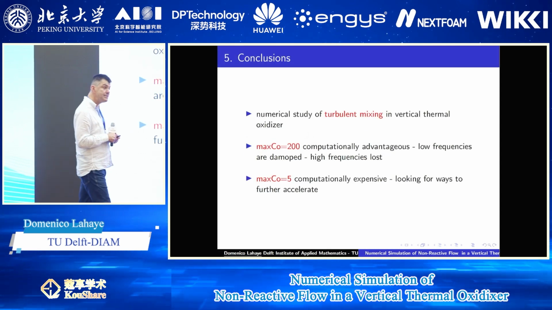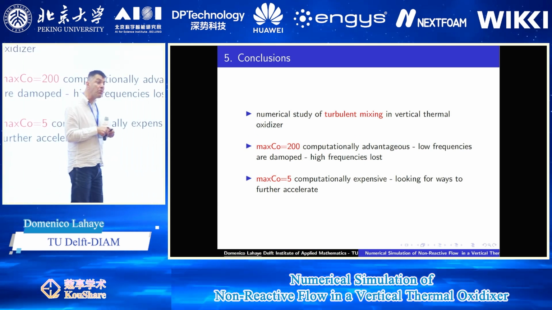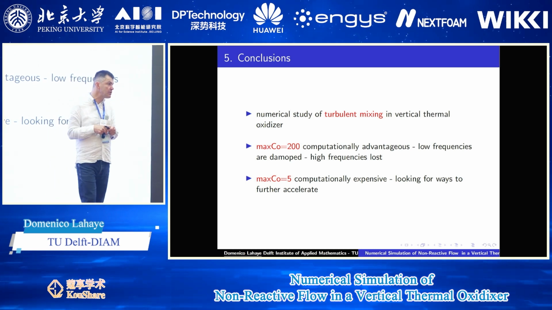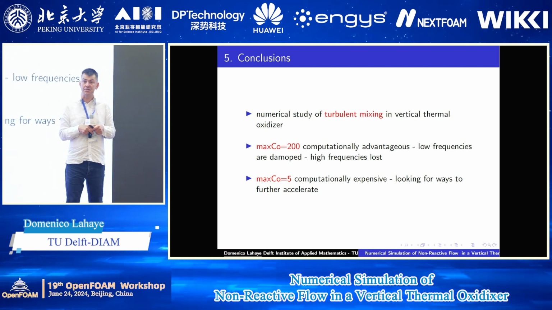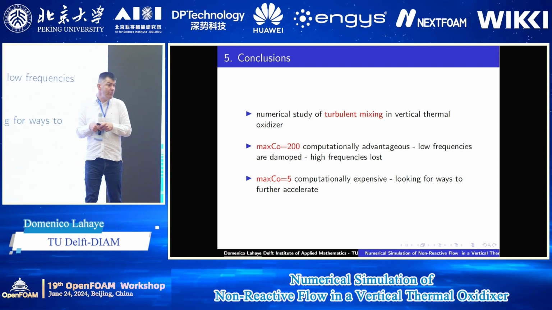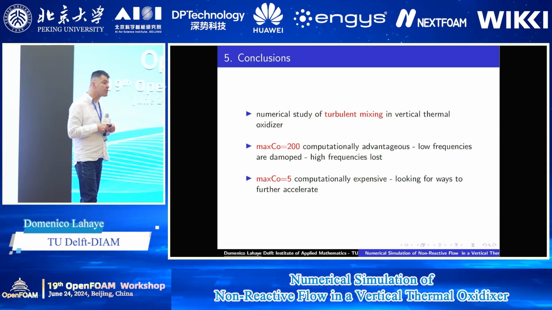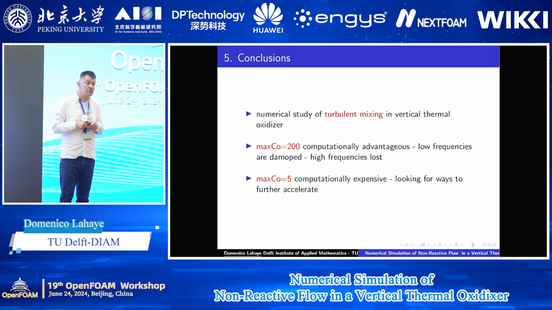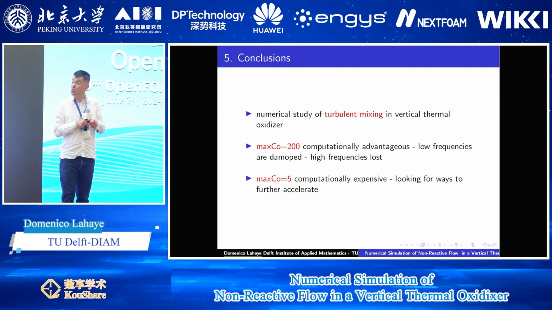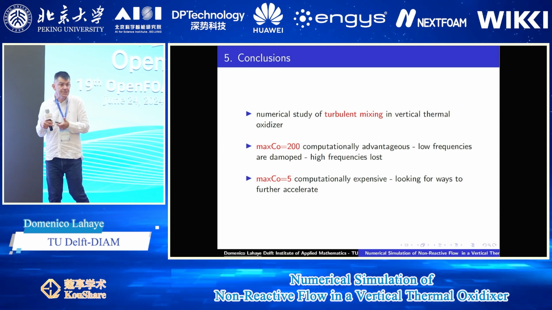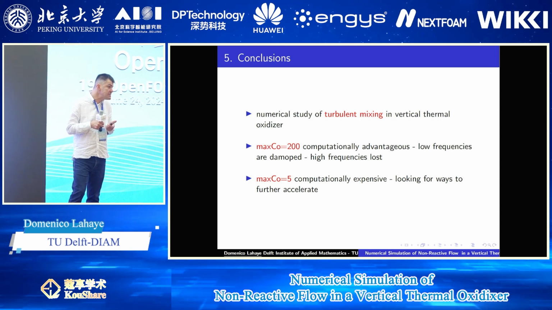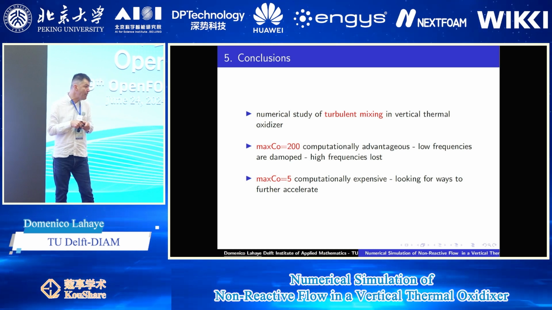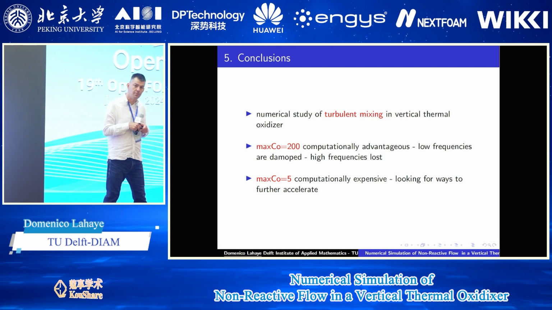To conclude, I discussed the issue of turbulent mixing in a vertical thermal oxidizer that should be investigated in the energy transition. If we switch to Maxco 200, or a CFL number of 200, computational effort is reduced. However, information is lost, and maybe too much is lost, and therefore we maybe should switch to Maxco equal to 5 to be able to have a more accurate computation.